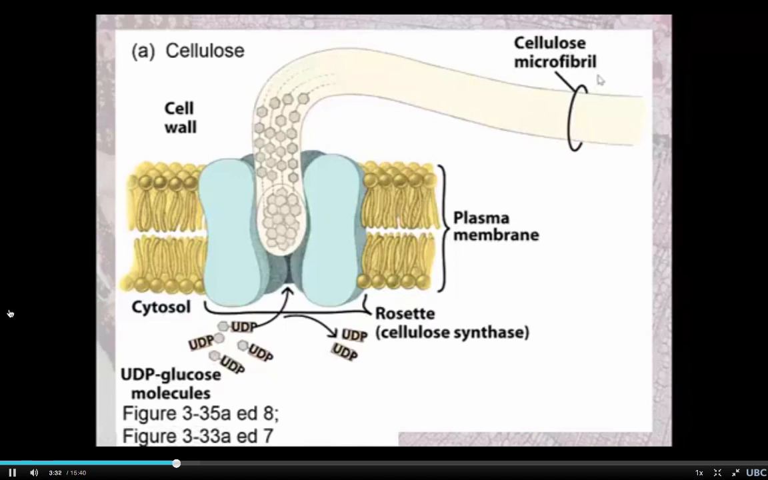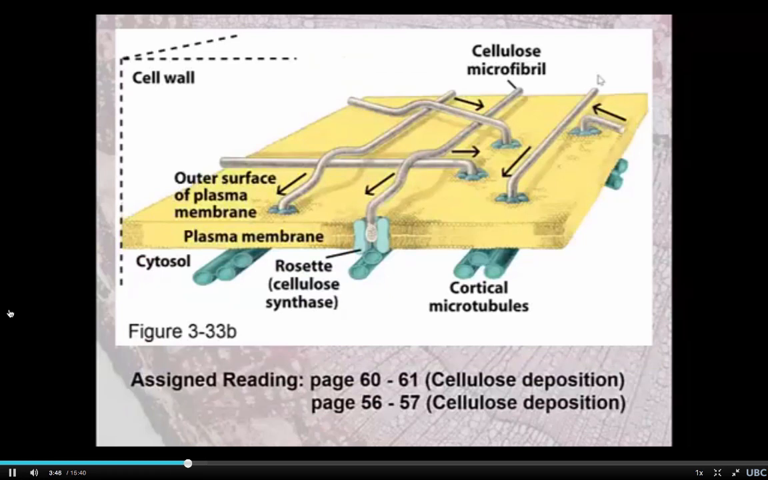Now, cellulose is the most abundant organic molecule in the world. Since plants generate lots of this cellulose, plants are generally a really great carbon sink. Okay, so what I'd like to do is assign you a reading, pages 60 and 61 in the 8th edition of the textbook, and pages 56 to 57 in the 7th edition. I'd like you to read those pages and think about how cellulose is deposited into the cell wall. I guarantee there will be some kind of question on the midterm about that.